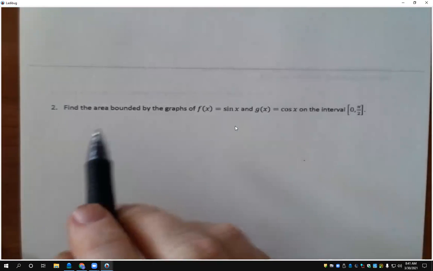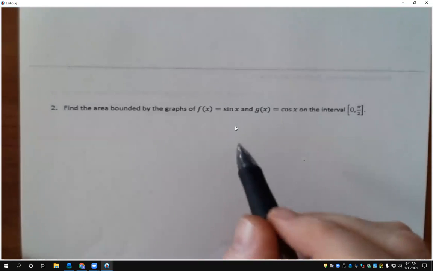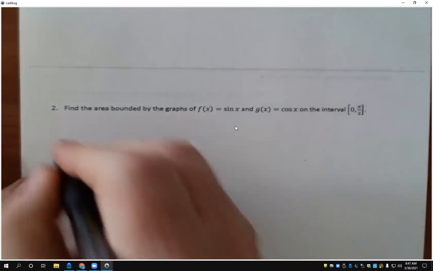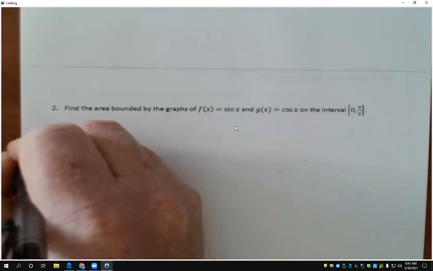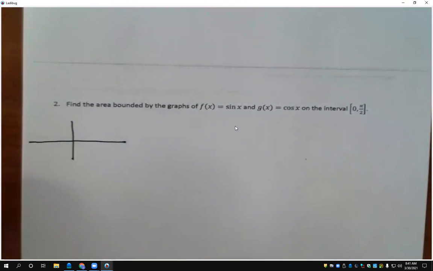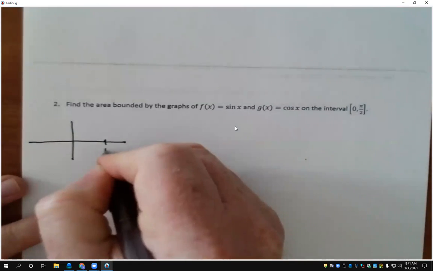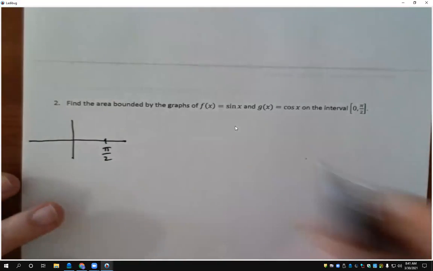All right, so number 2 says find the area bounded by the graphs of f of x is sine x and g of x is cosine x on the interval 0 to pi over 2. So I'm going to sketch my graph. This is a non-calculator question. Okay, so here's 0 and here's pi over 2.